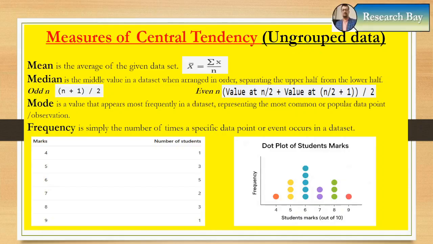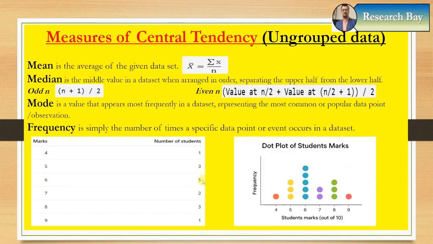Then we have frequency. Frequency is simply the number of times a specific data point or event occurs in a data set. So if I want to see how many male students there were, say in this number of students, though I have not mentioned it over here, but I have males and females. So how many male students are lying at a specific data point, that is marks 6, out of this total number of 5 students.